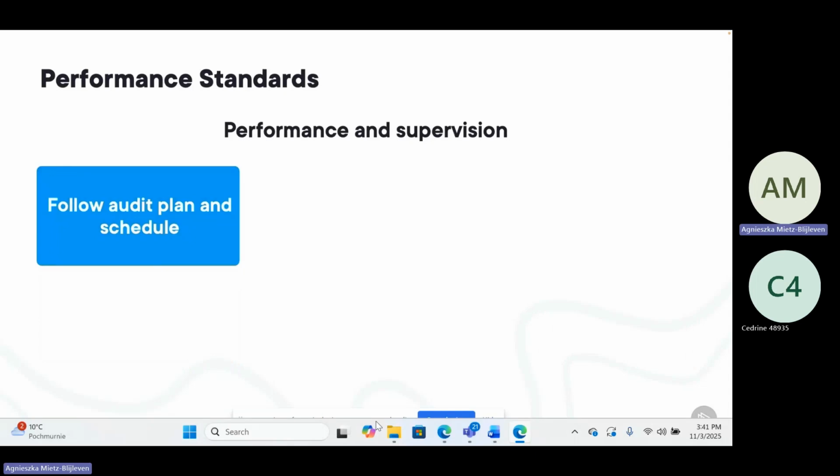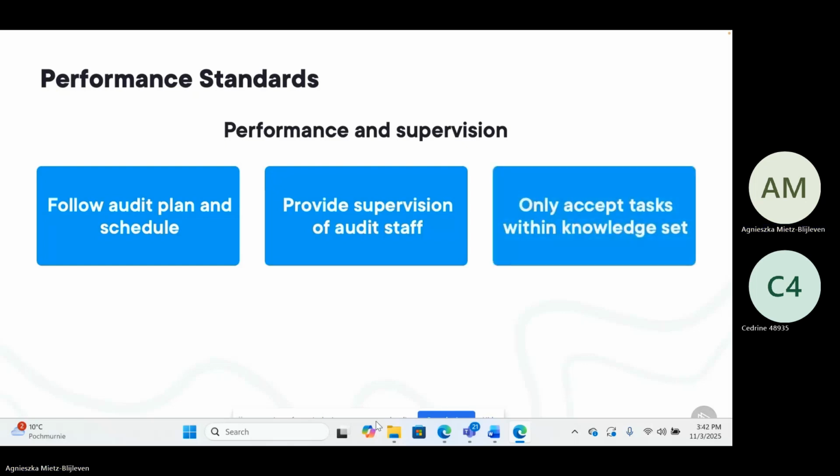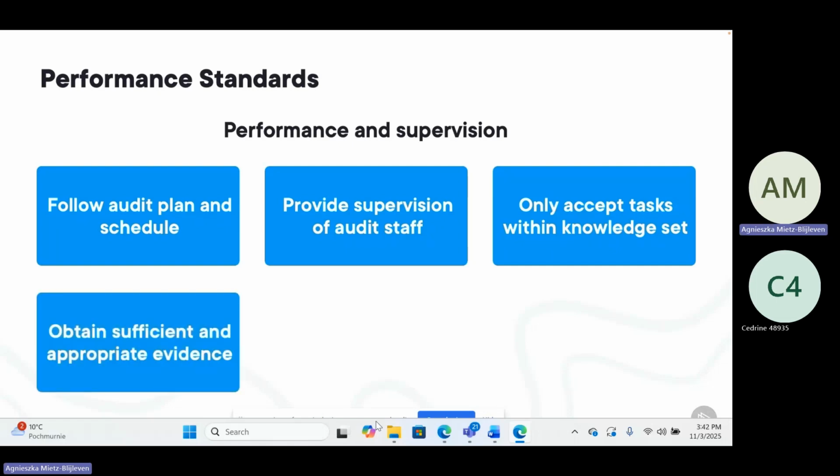We also have performance standards related to performance and supervision of the audit. When we are doing an audit, we should do it according to the audit plan and audit schedule and provide adequate supervision to audit staff. We should only accept tasks within our knowledge set. So I don't assign a task to a person who doesn't have the competence or skill to be able to conduct that audit in a meaningful way. We should always obtain sufficient and appropriate evidence so we're able to make a proper assessment and analyze this area of the audit and hopefully make good recommendations.